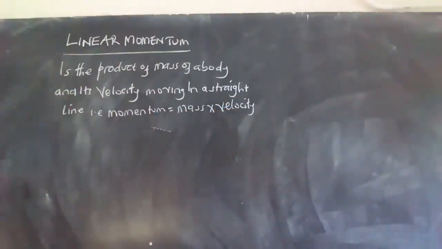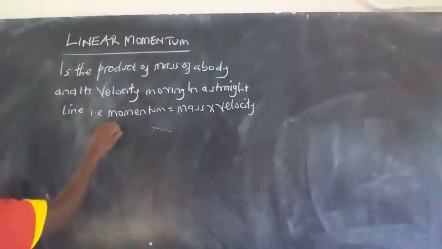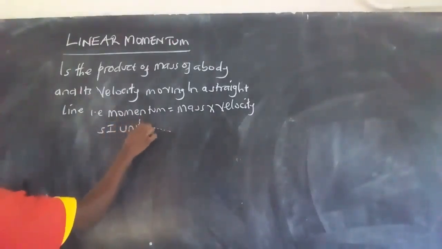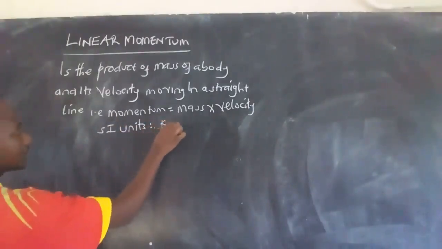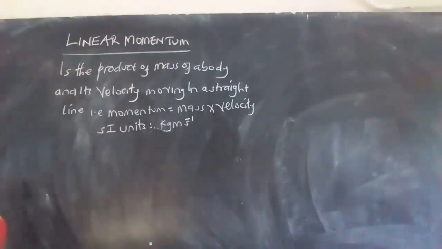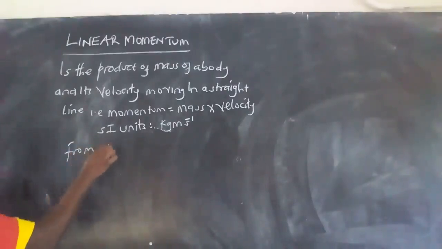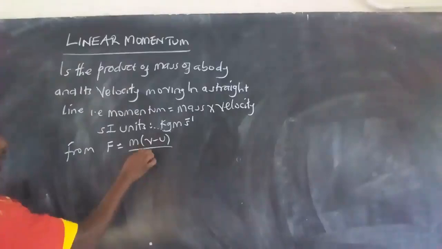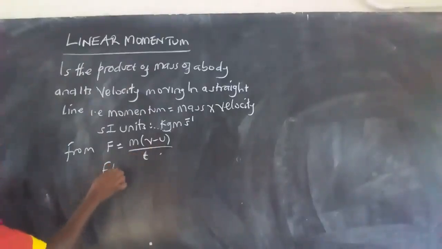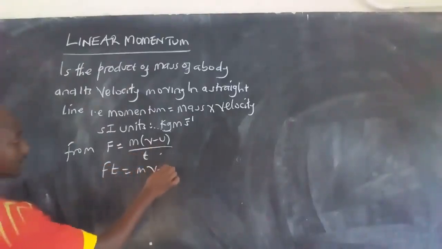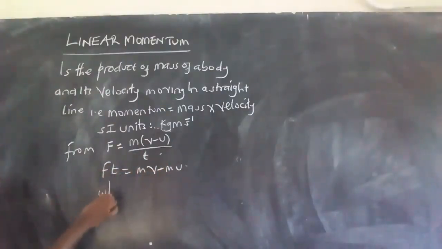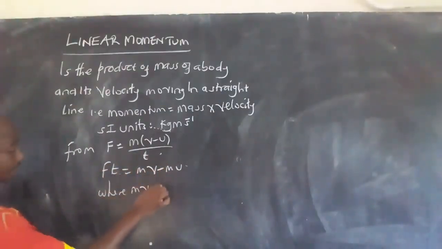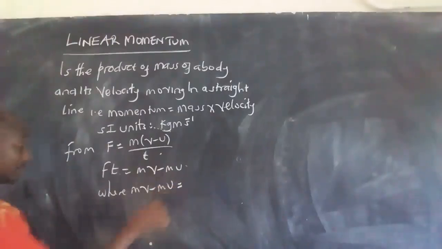Then we shall say the SI units: kilogram for mass, meters per second for velocity. Now from Newton's second law of motion, m into (v minus u) over t, Ft is equal to mv minus mu, where mv minus mu is the change in momentum.